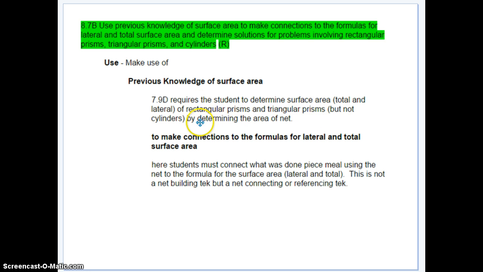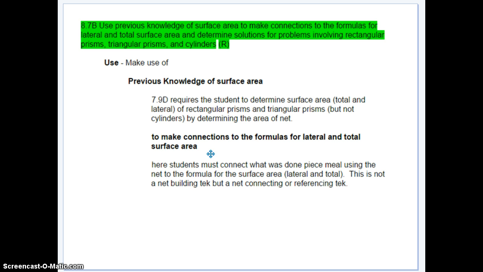And they determine that by finding the area of the net. So that is specific now in 7th grade, that they find the surface area of those shapes using the area of the net. So that's what they're being asked in 8th grade to make a connection to. Obviously, in this first year of new TEKS, we'll have an issue there. But they're wanting to make connections to the formulas now for lateral and total surface area.